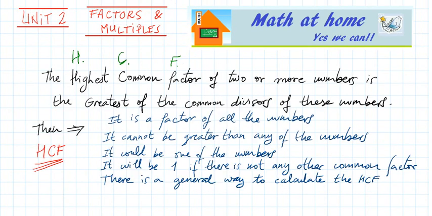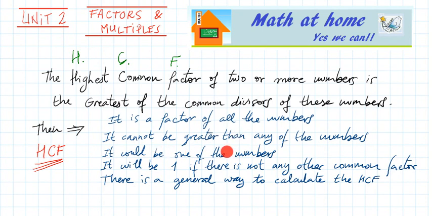What is the greatest common factor? The greatest common factor of two or more numbers is always the greatest of the common divisors or factors of these two numbers or three numbers. Okay, so what do we know about the highest common factor? The highest common factor is always a factor, because a factor cannot be greater than any of the numbers, of course. You know that the factors of a number are always less than this number. So then, because it is a factor of all the numbers, it is impossible to be greater than any of them.